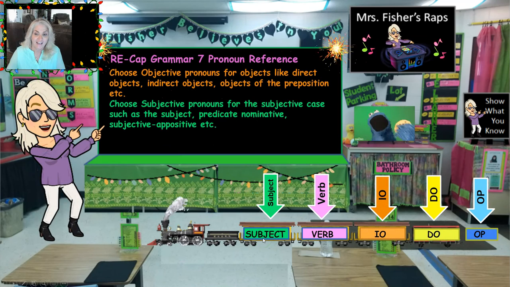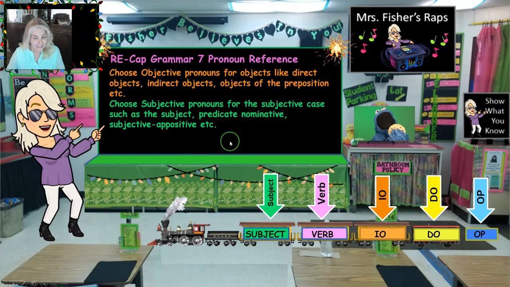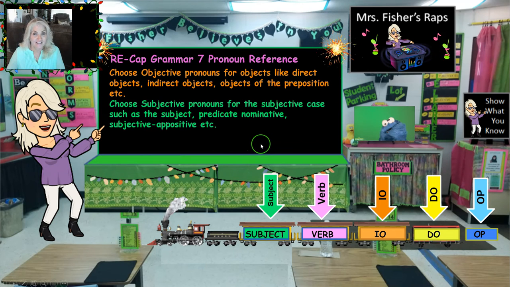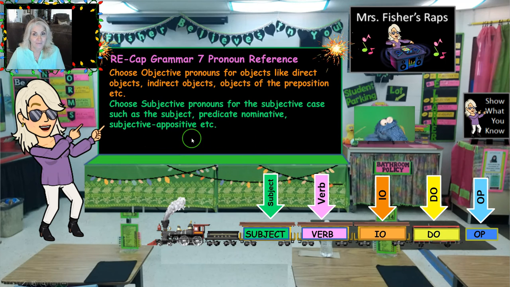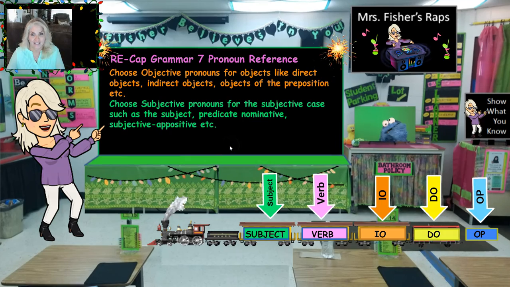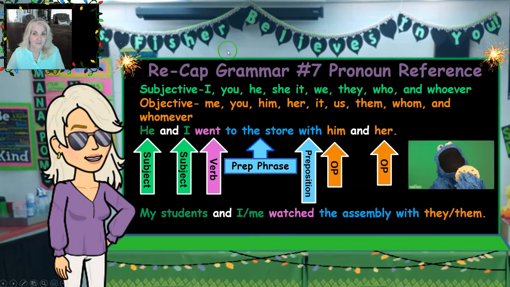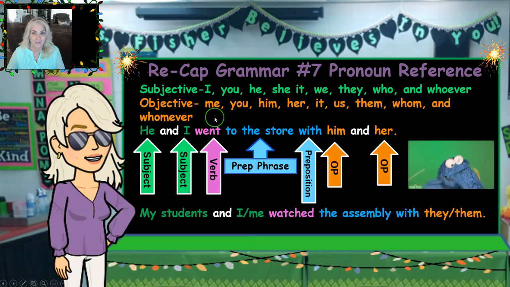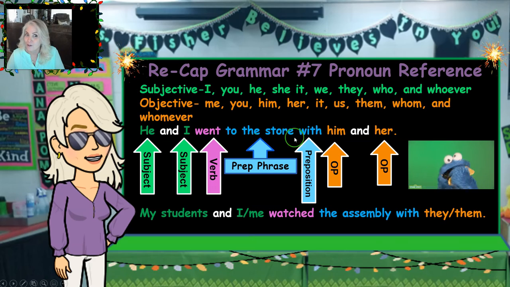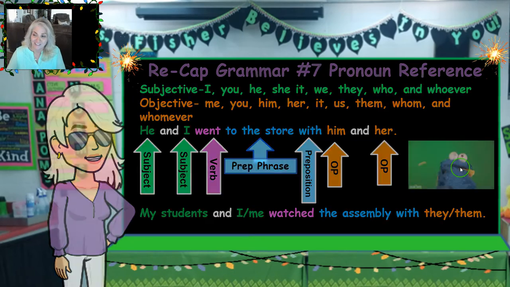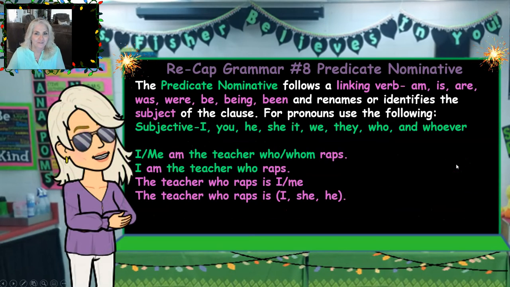All right. And when we are looking at our objective and indirect objects, we know that really what we're trying to boil all this down to is how to choose those pronoun references. And the pronouns that we have for subjective case are I, you, he, she, it, we, they, who, and whoever. Objective: me, you, him, her, it, us, them, whom, and whomever. We remembered that we have Cookie Monster with our MM for our objects.